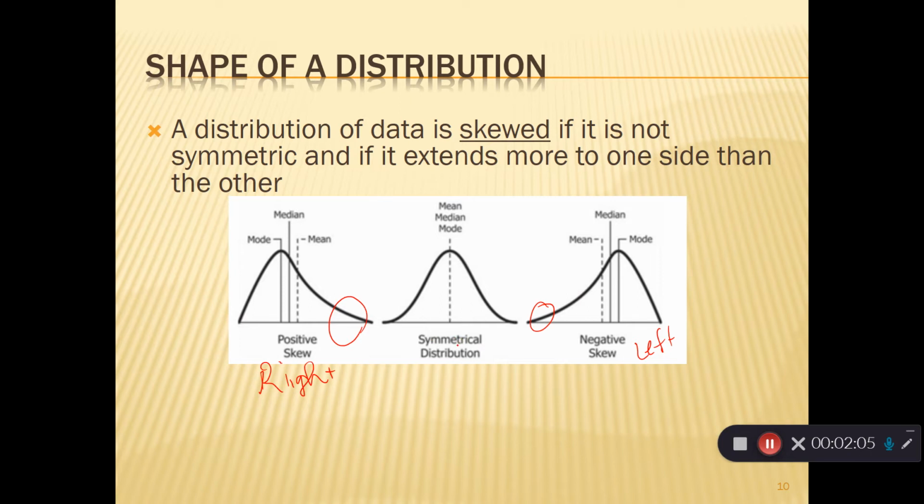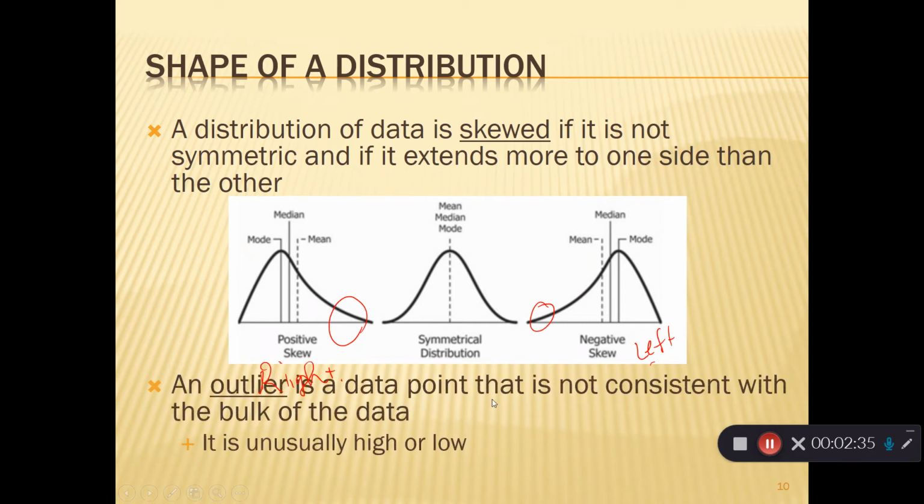Notice that for a symmetric distribution, the mean, median, and mode are all roughly the same value. But for a negatively skewed distribution, the mean and the median are to the left of the mode. And for a positively skewed distribution, the mean and the median are both to the right of the mode.